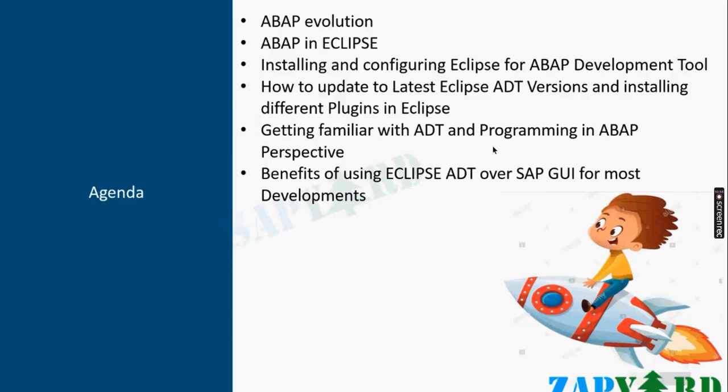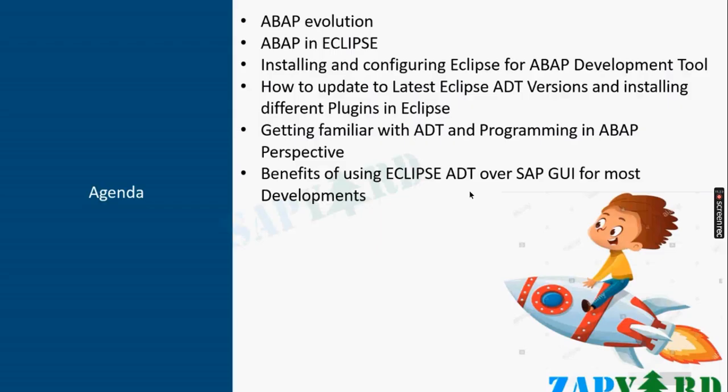So the agenda that we have covered for today is that we'll be talking about the ABAP evolution. Then we will be talking about ABAP in Eclipse, getting familiar with the ADT and the different perspectives in Eclipse. How do we install Eclipse? Because many people have this common question. How do we configure Eclipse? What are the different plugins available? Which plugin do you need to install? In case there is an update, how do you update to the latest Eclipse ADT versions?